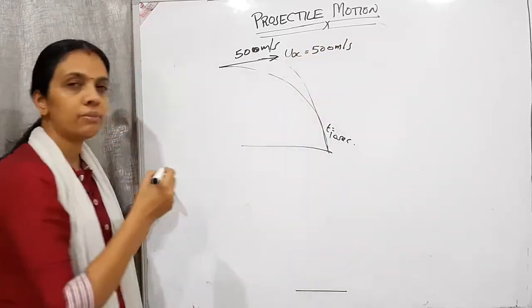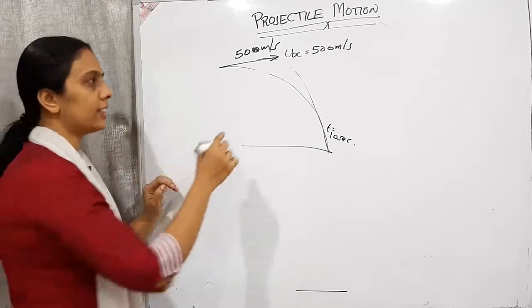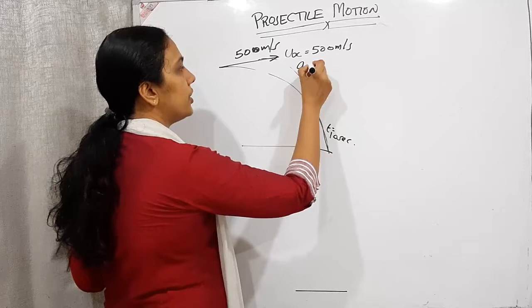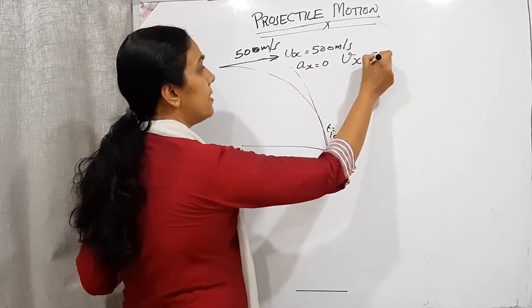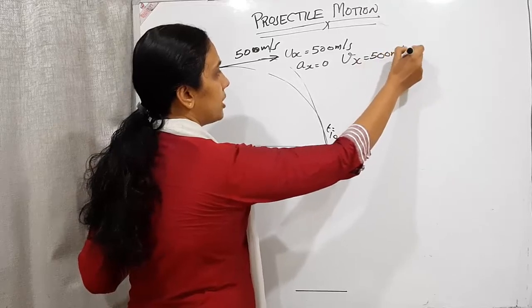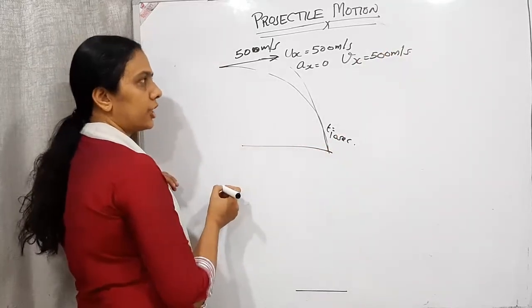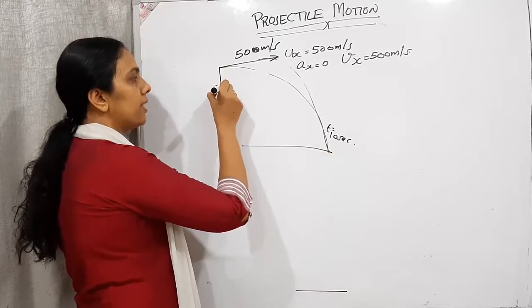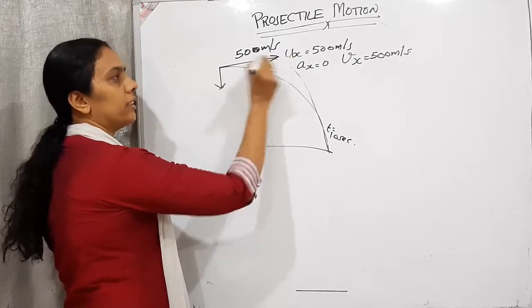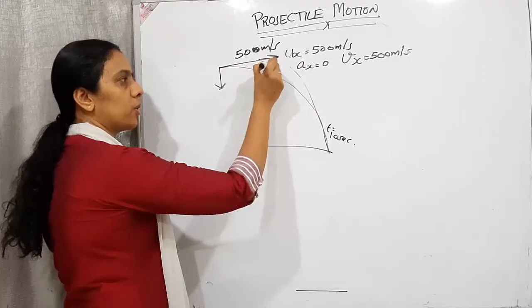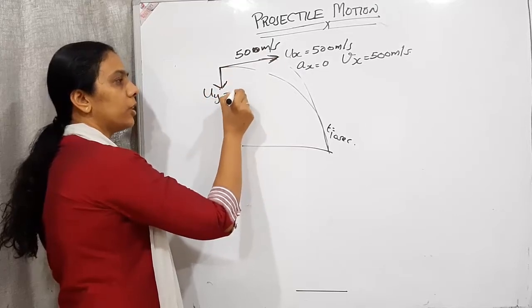Here we don't have acceleration along the horizontal direction, no acceleration. Therefore acceleration along x-axis is 0. Therefore vx will be the same 500 meter per second only. So what will be the initial velocity in the vertical direction? Vertical direction means like this. The object is thrown horizontally. The plane was moving horizontally. So what will be the vertical velocity? Vertical velocity will be equal to 0.